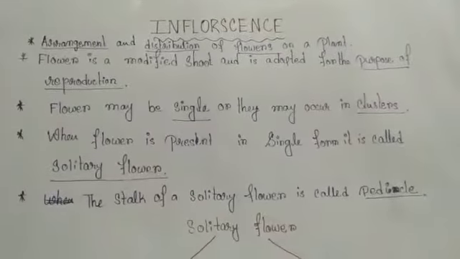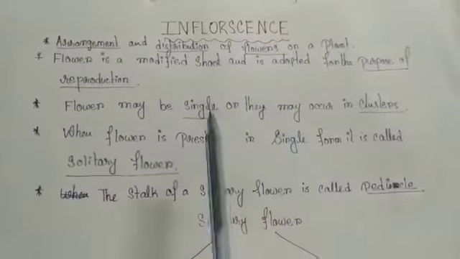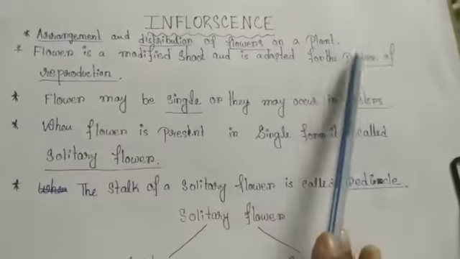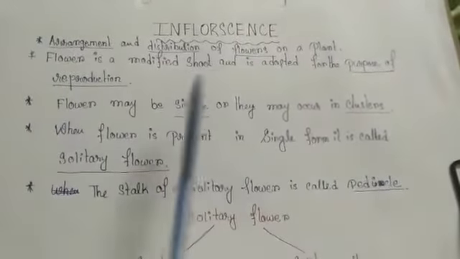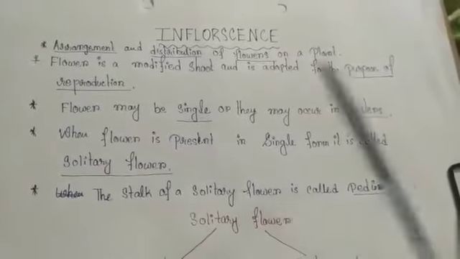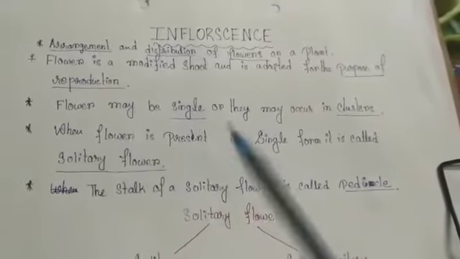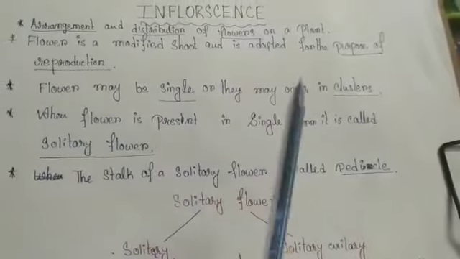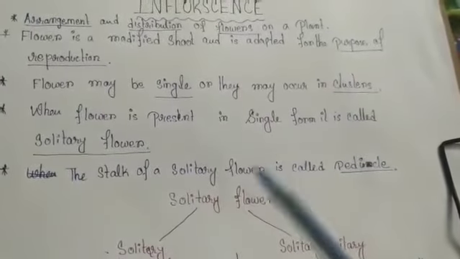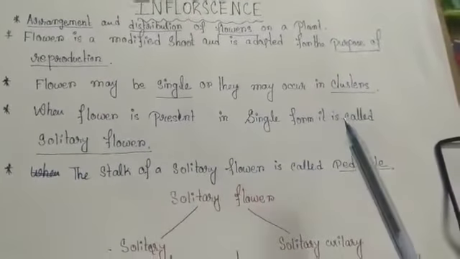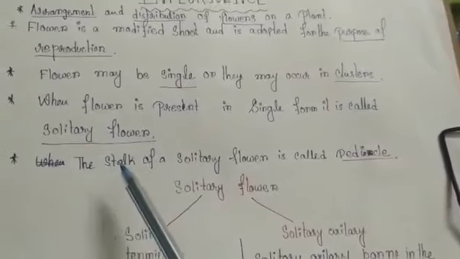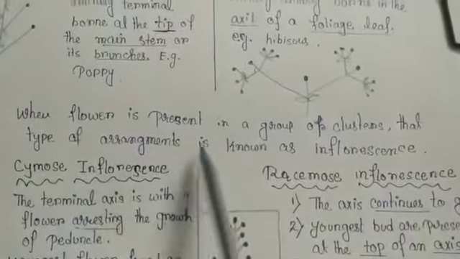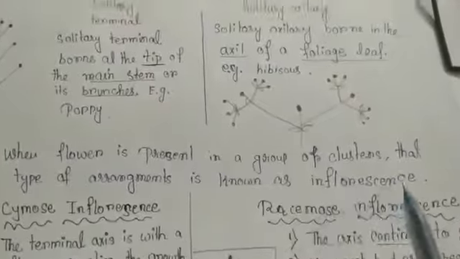Let's go through it again. First, what is the meaning of inflorescence? The arrangement and distribution of flowers on a plant. And what is the main function of a flower? It helps in reproduction. Flowers sometimes remain single, or they may occur in a cluster or in a group. When a flower is present in single form, it is called a solitary flower, and when flowers are arranged in clusters, it is called inflorescence.